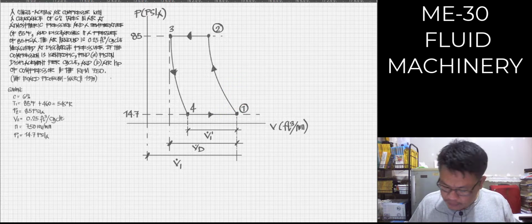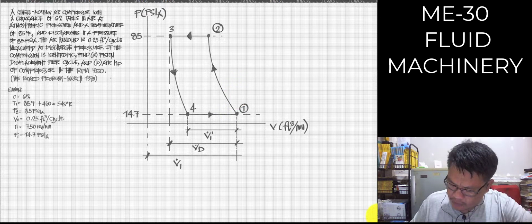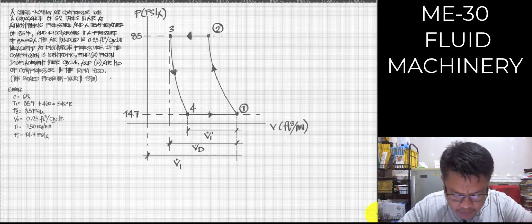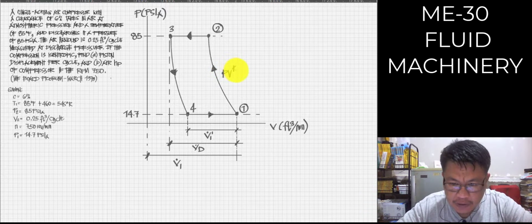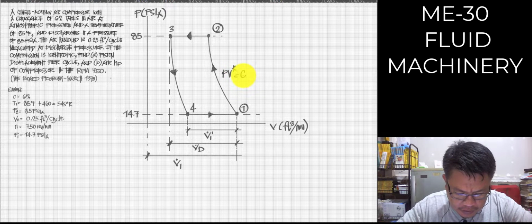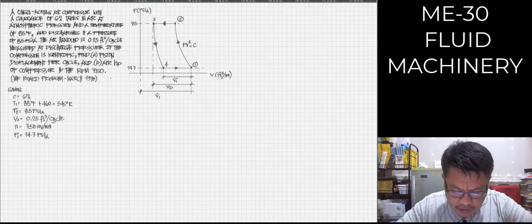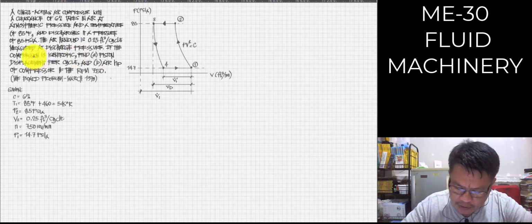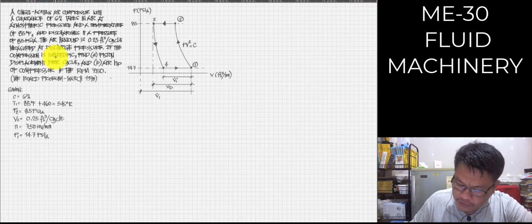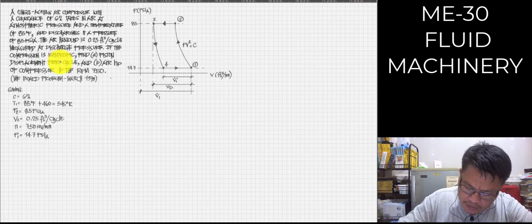So take note, the work is isentropic. Okay, so we have here PV^k equals constant. Now let's try to solve the question for letter A. So we're looking for the piston displacement, which corresponds to the volume displaced.